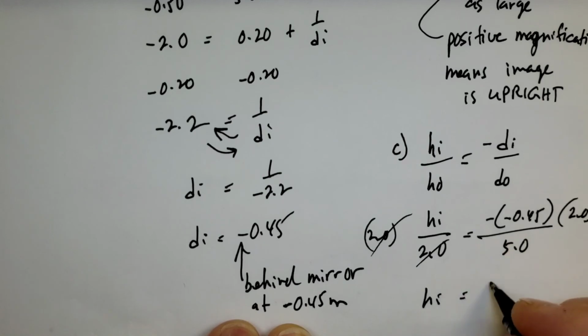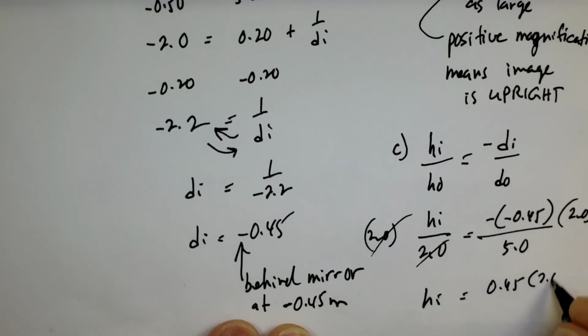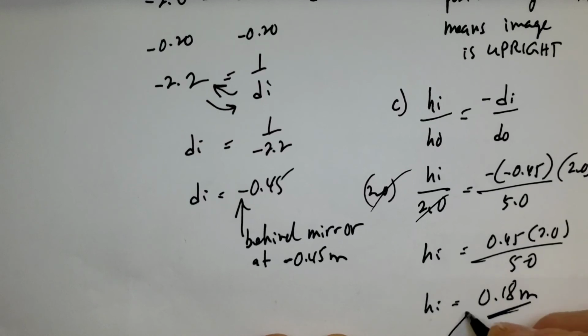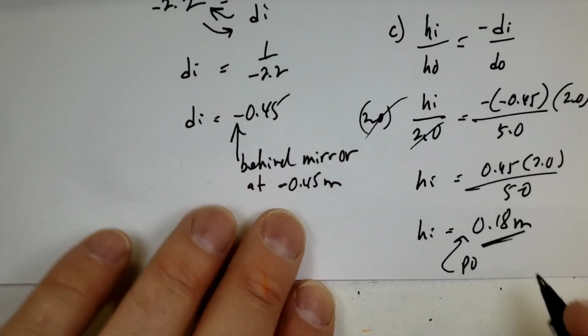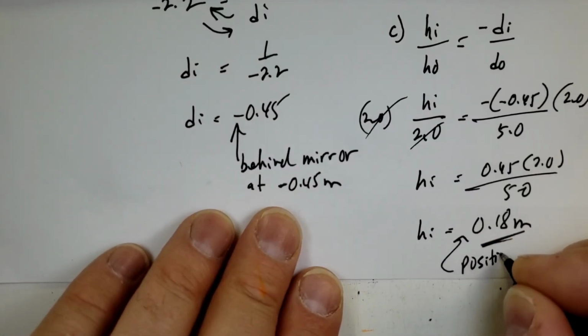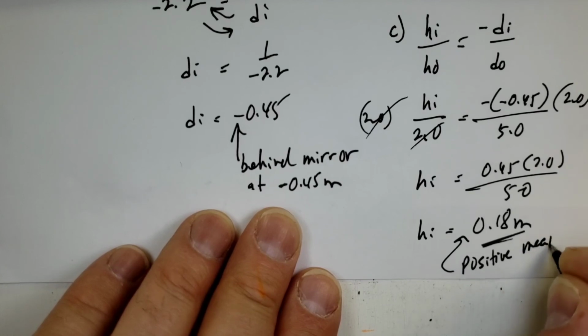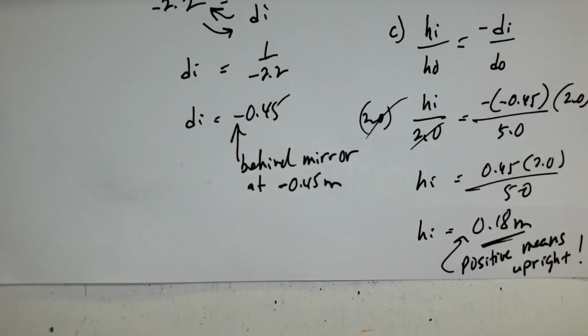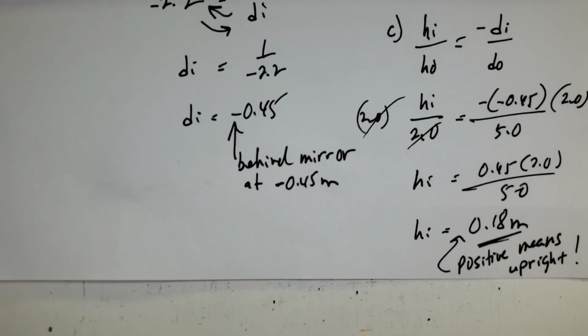So negative negative is 0.45 times 2 over 5. And hi gives me 0.18 meters. And then, of course, positive means upright again. So if I get a negative hi, it's inverted. If I get a positive hi, it's upright.